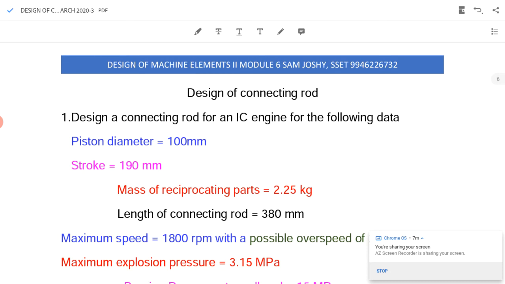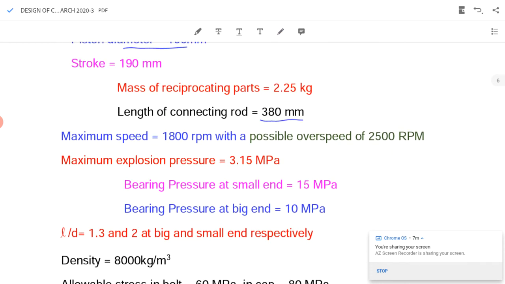Design a connecting rod for an IC engine, that is internal combustion engine. Piston diameter is 100 mm, stroke 190 mm, mass of reciprocating parts 2.25 kg, length of connecting rod equal to 380 mm. Further, it is given maximum speed equal to 1800 rpm with possible overspeed of 2500 rpm. We need not worry about this overspeed; we don't take that into our calculation.